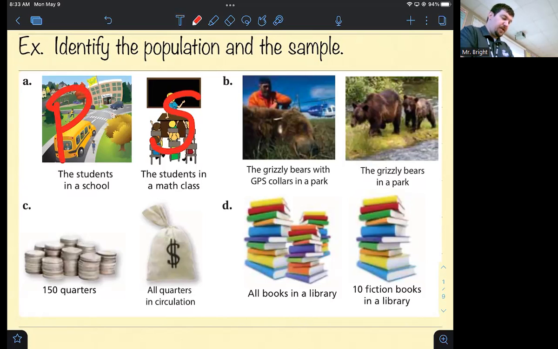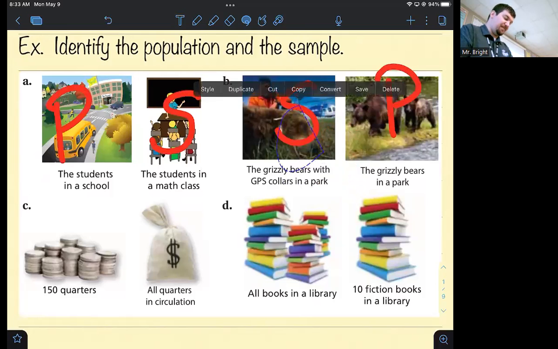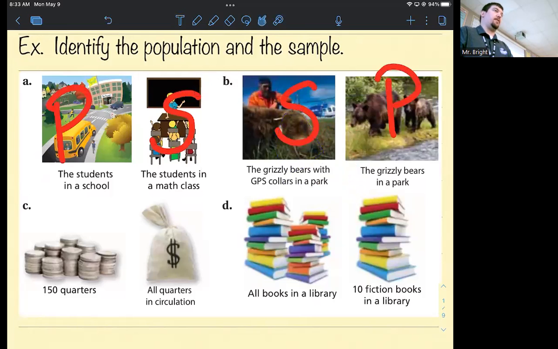The next one, the grizzly bears in a park with GPS collars, or all grizzly bears in the park. Maddie Cheeseman, which of those is the population? That's right, grizzly bears in the park. That makes the sample the ones that have the GPS collars. Yeah, that bear is not dead. I'm sure it's been tranquilized, or just in a deep sleep, right? But those GPS collars will track where the bear moves, and so they can see what kind of habits and where it's been staying and stuff like that, so they can track where the bears are going.